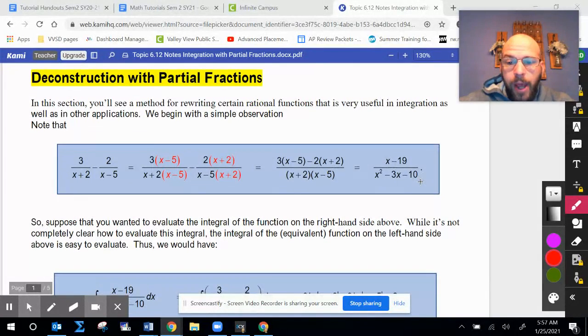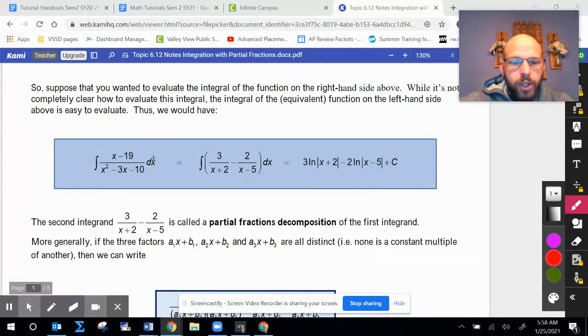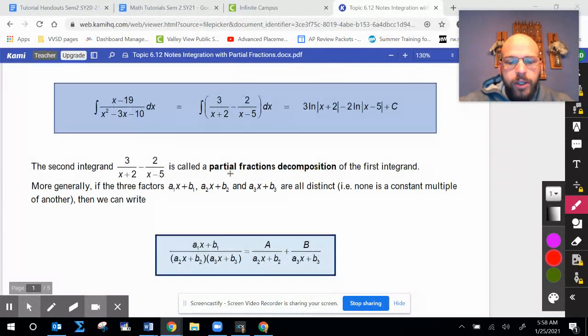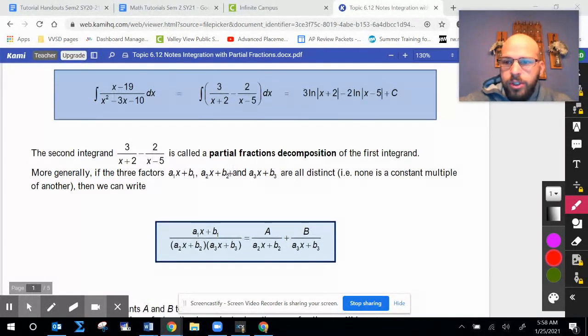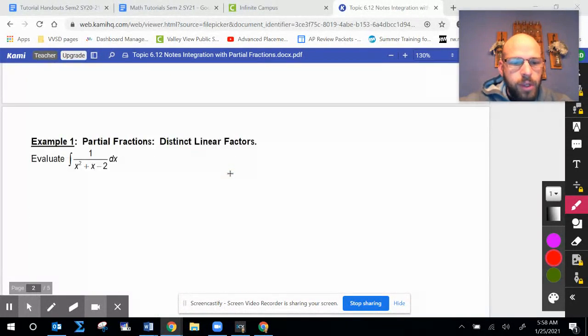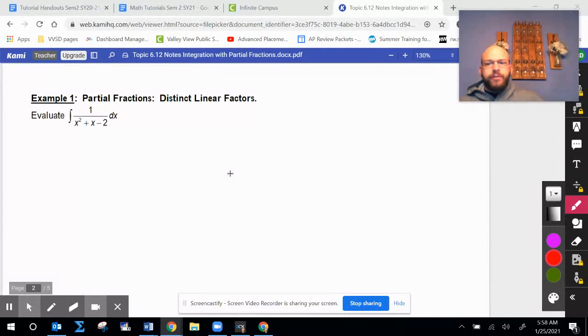Well, what if I want to go backwards, though? What if I start with the rational function? I want to deconstruct it. I want to break it up into two smaller fractions, and then I want to integrate those smaller fractions. Most of the time, we will get natural logs, but we're going to go through this and show how we can deconstruct it into these two smaller components. So I have a couple examples as well as a few practice problems that we're going to go through.